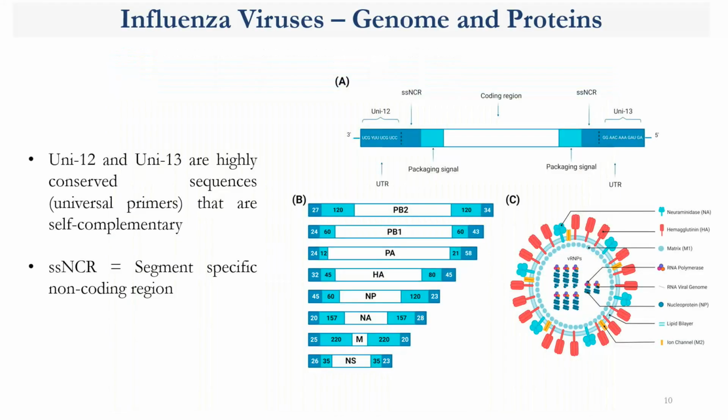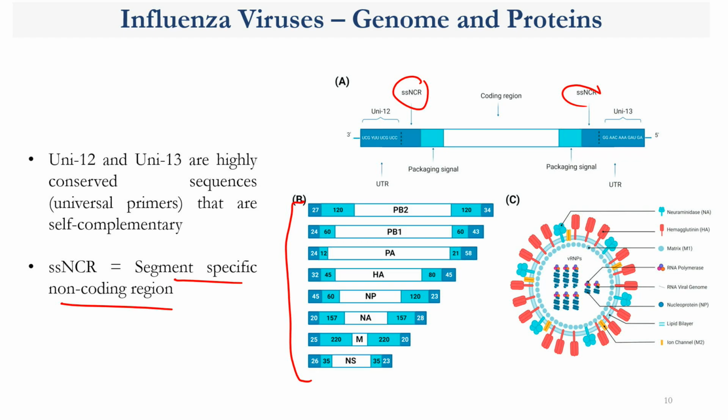So first things first, remember the sequences I was talking about, the Uni12 and Uni13. They're called Uni because they are universal primers. They're also self-complementary as well as highly conserved sequences, okay? The SS-NCR is the segment-specific non-coding region. So what that means is each of these genomic fragments has its own non-coding region. So it's highly segment-specific, okay?